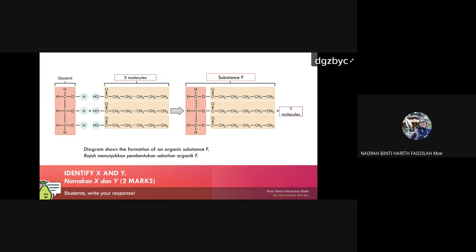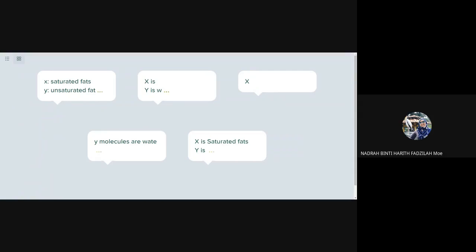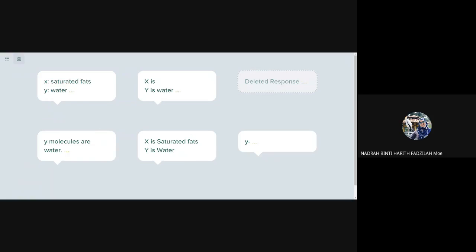Amalia tadi macam betul dah tadi. Macam betul dah. Cuba Atif teka. Okay. Yes, very good Amalia. Y molecules are water. Bagus. Syabas. Okay, Y molecules water. X tu kamu rasa apa? X tu apa benda yang combine dengan glycerol ya tadi masa kita lukis tadi? X tu something yang combine.